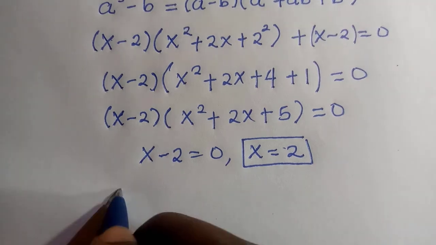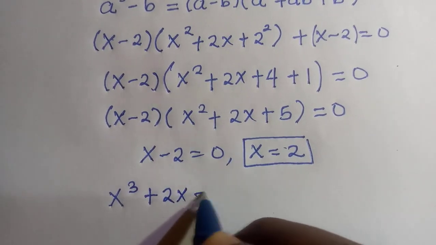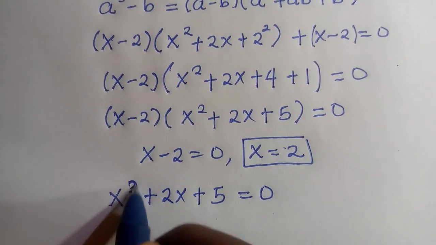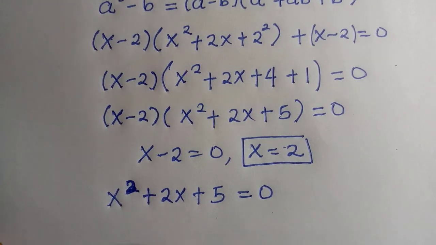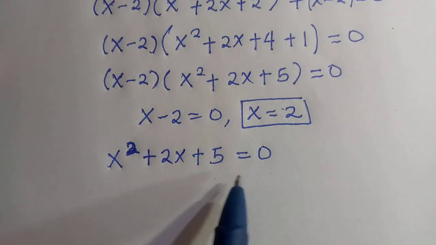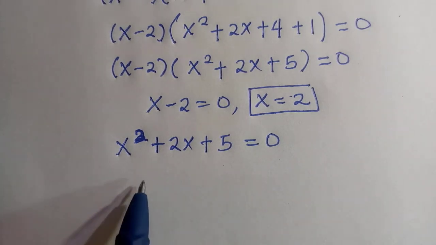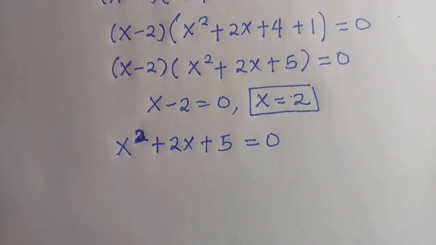And also we have x squared plus 2x plus 5 equals 0. Because the question has x to the power 3, we need to get 3 solutions, and one of the solutions we have is x equals 2. For the other ones, we get them from here. How can we solve this quadratic equation since we cannot factorize it? For an unfactorizable quadratic equation like this, we are going to apply the formula method to solve it.